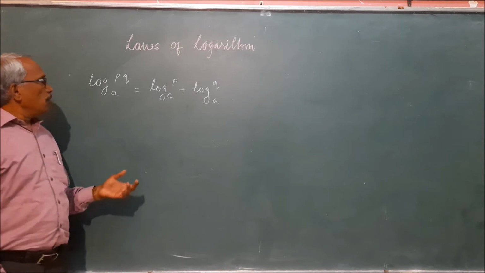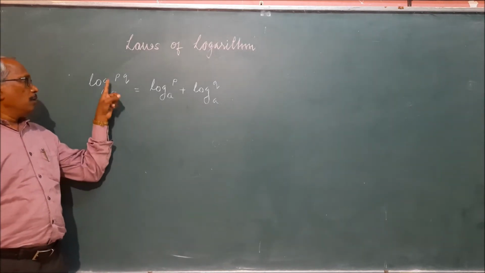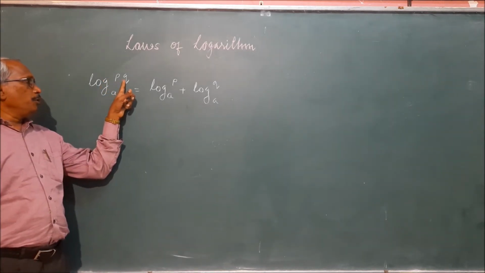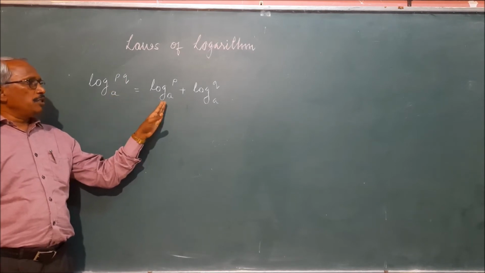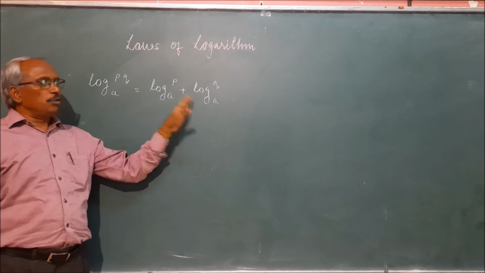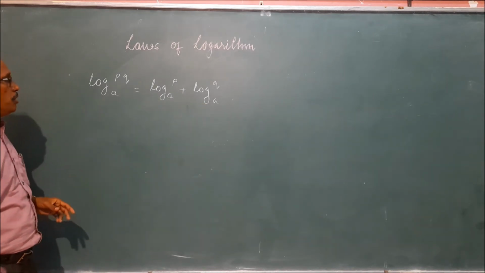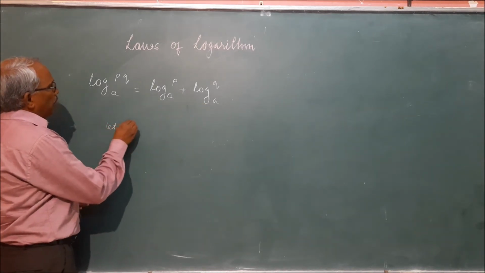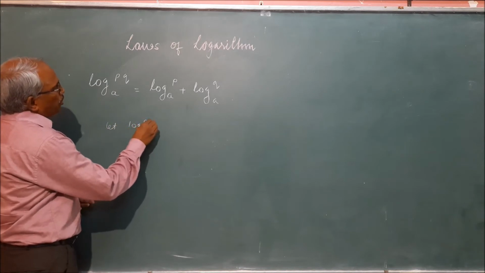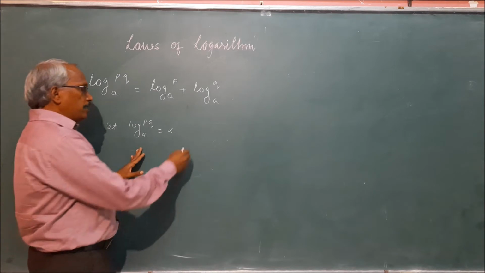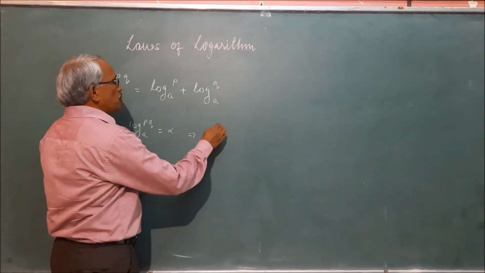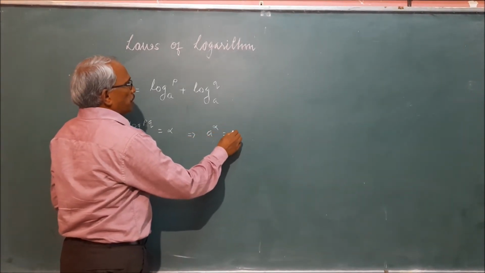So let us see one more law of logarithm. Log of pq to the base a is equal to log of p to the base a plus log of q to the base a. So let us prove this. Let log of pq to the base a be equal to alpha. So this implies a raised to alpha is equal to pq.